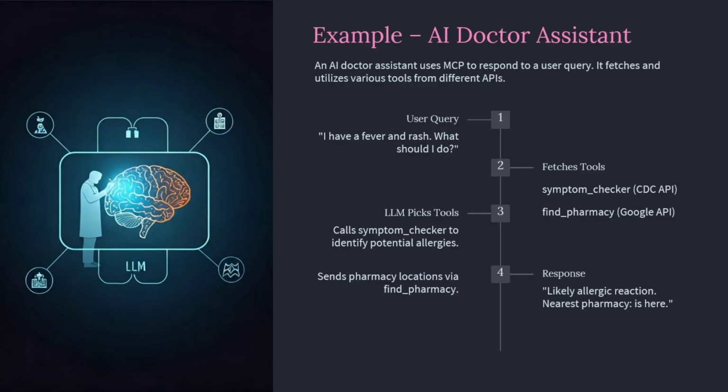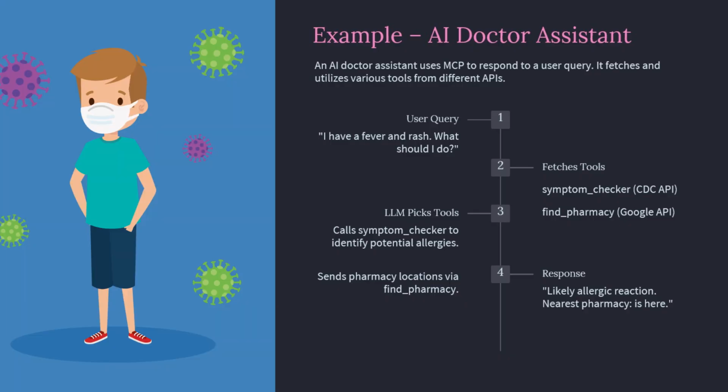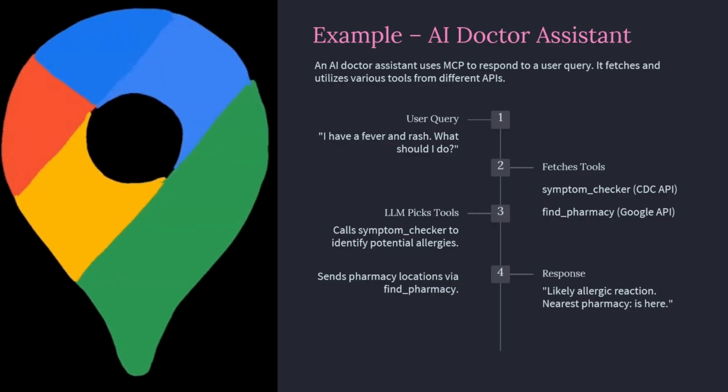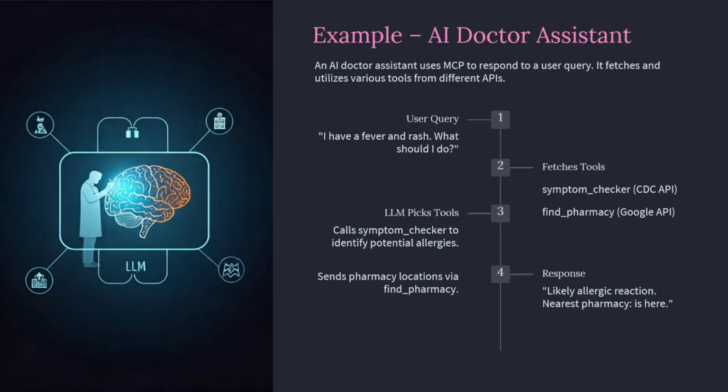Imagine you ask, I have a fever and rash. What should I do? Here's how MCP makes the magic happen. First, the LLM doesn't just guess. It uses the symptom checker tool, which is connected to a CDC API, to analyze your symptoms and identify potential causes, like an allergic reaction. Then, it seamlessly pulls in another tool, Find Pharmacy, via Google Maps API, to locate the nearest pharmacy.